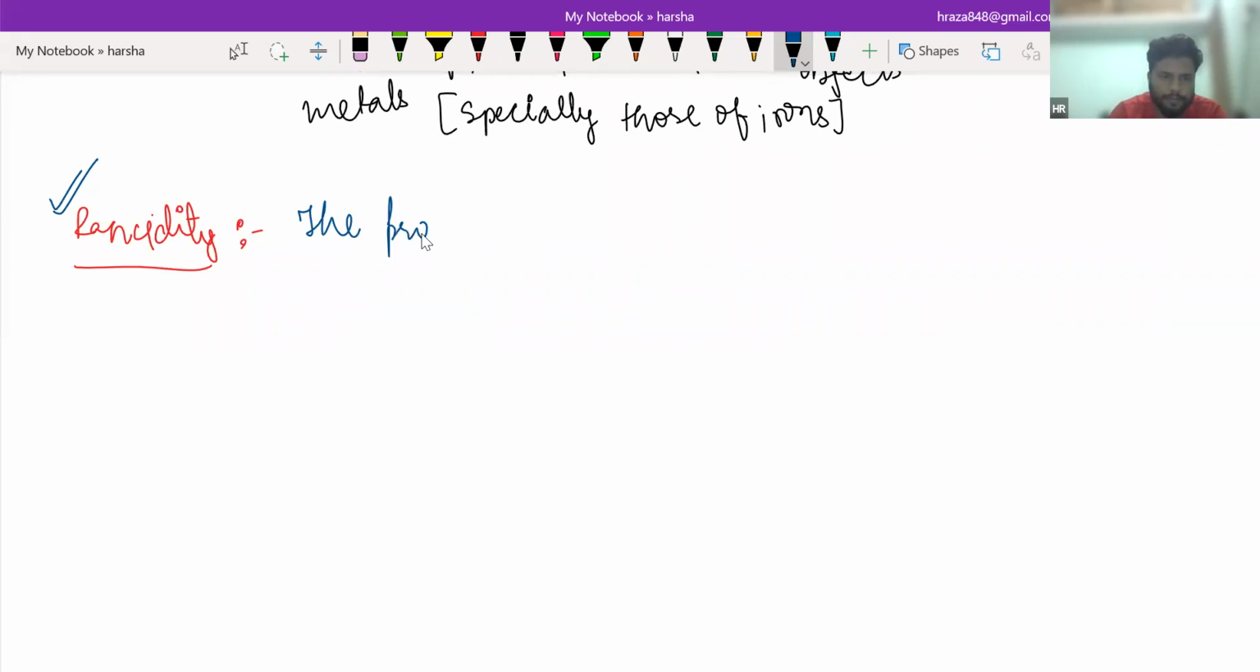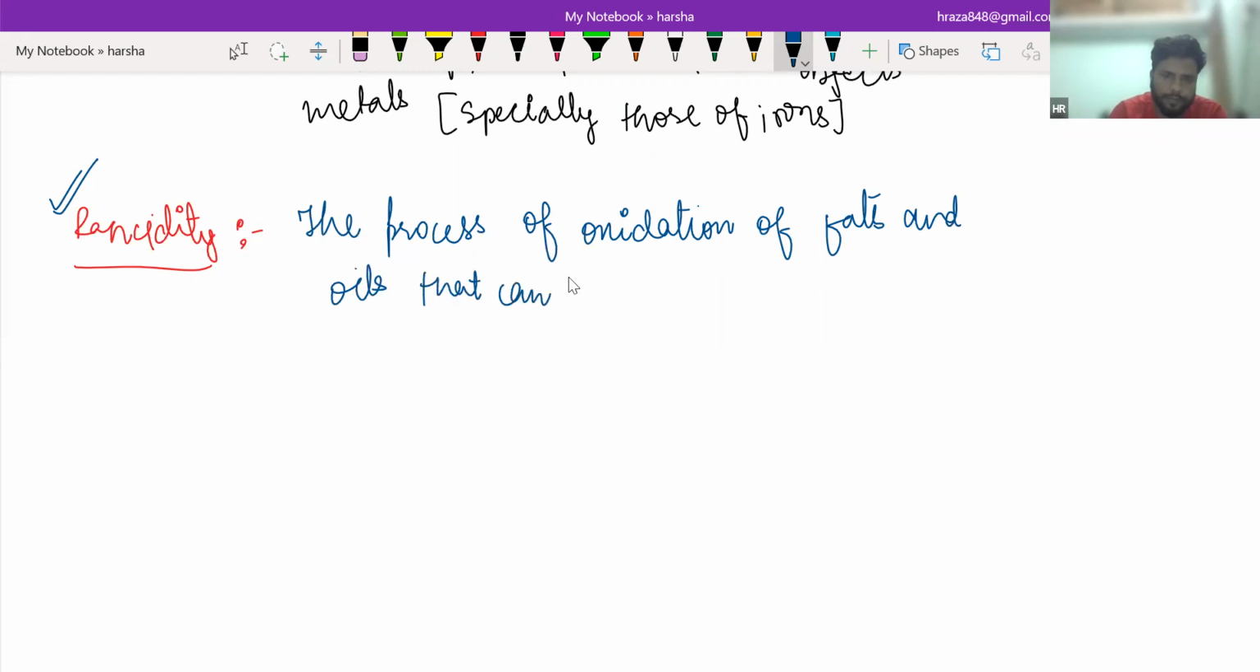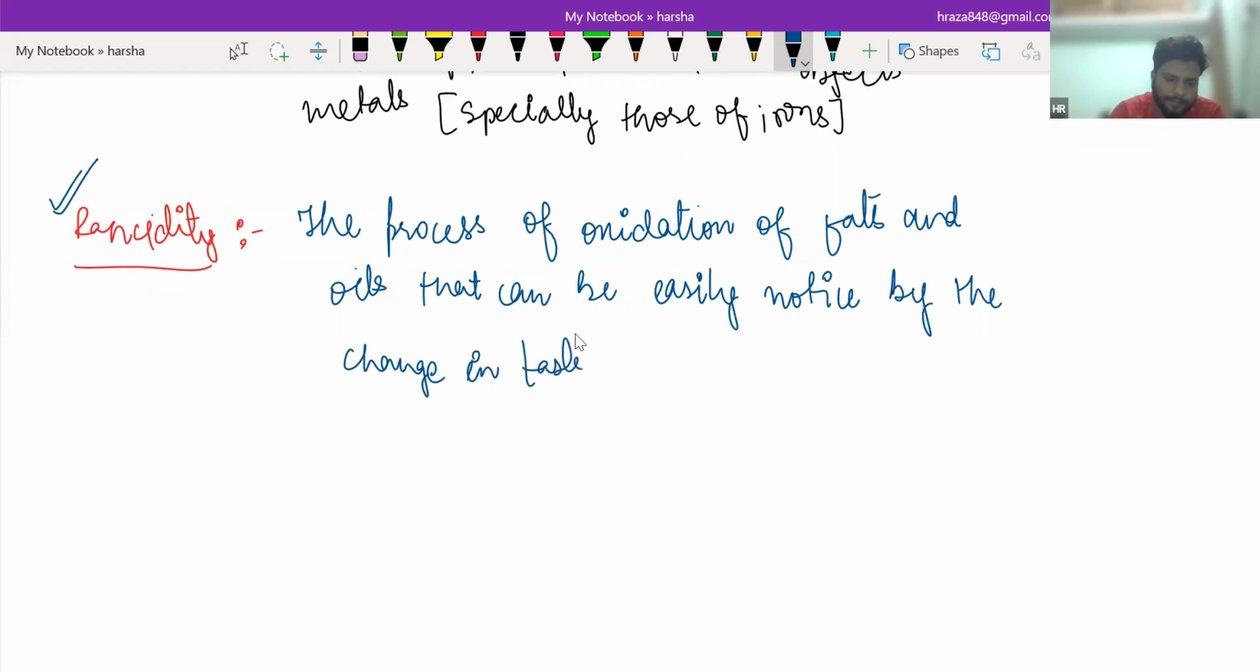The process of oxidation of fats and oils that can be easily noticed by the change in taste and smell is known as rancidity. Its taste changes and it will have a bad smell.